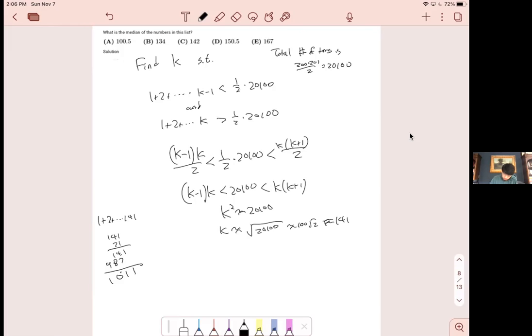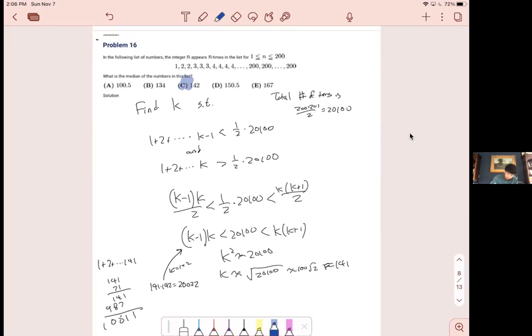So yeah, 141 times 142 equals 20,022. And so that means that the value of k is going to be equal to 142, since 20,022 is less than 20,100, and 142 times 143 is certainly going to make up that 78 gap. And so yeah, k equals 142.